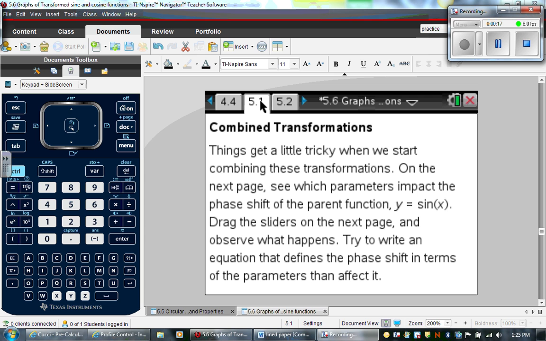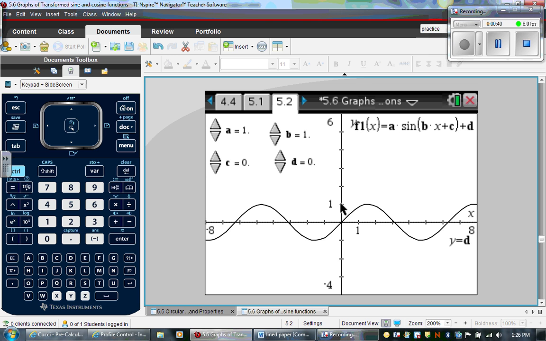Okay, so what we're going to talk about today is combined transformations. Things get a little tricky when we start combining different types of transformations with the amplitude and the midline and phase shift. So we're going to look at the page on the next screen, and play with these parameters and see what happens when we combine these transformations. Pick one transformation at a time and adjust it.